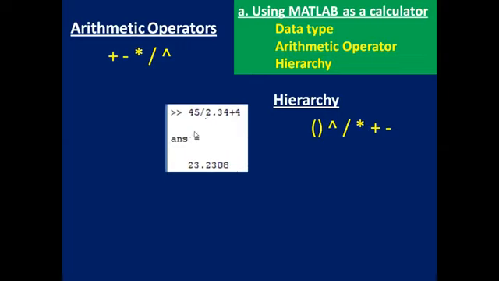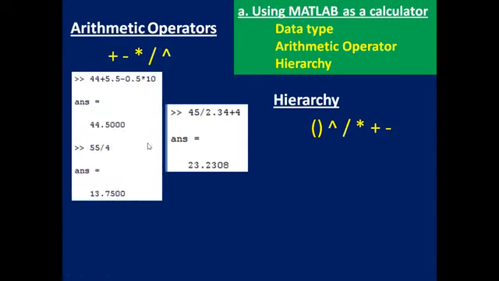Now a simple example, 45 divided by 2.34 plus 4. Here division is one operator and plus is another operator. So the preference goes to division because it comes first. So 45 divided by 2.34, and then it will add 4. So this is the way of hierarchy, right? This is another example. Here the first operation is multiplication, 0.5 multiplied by 10 is going to be 5. Next is the addition, 44 plus 5.5 is 49.5, and then 5 is subtracted, so you will get 44.5 as the answer.